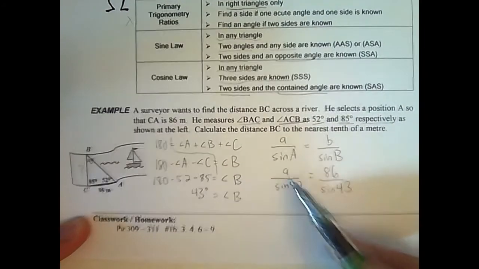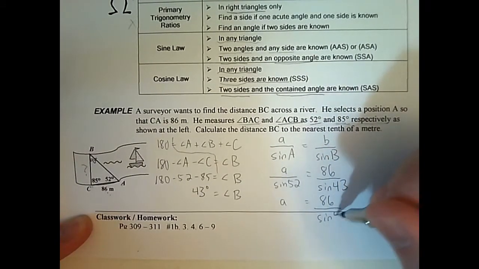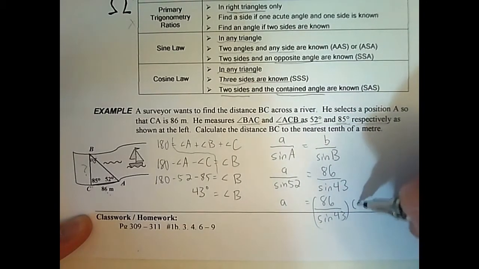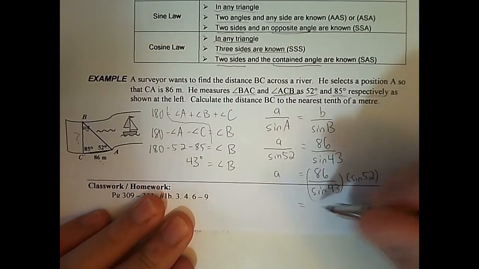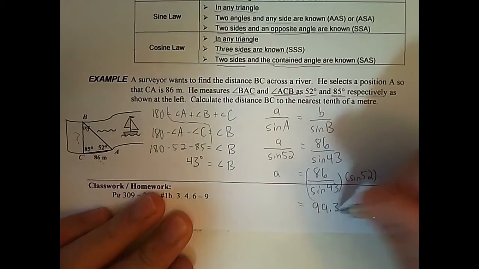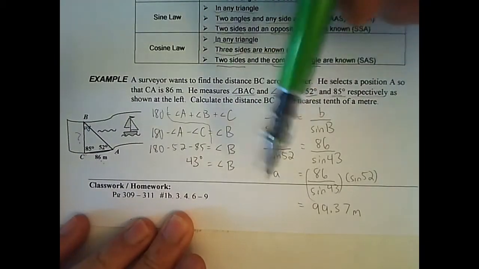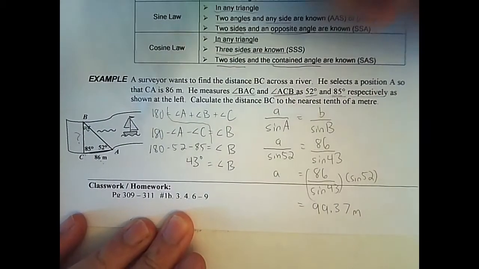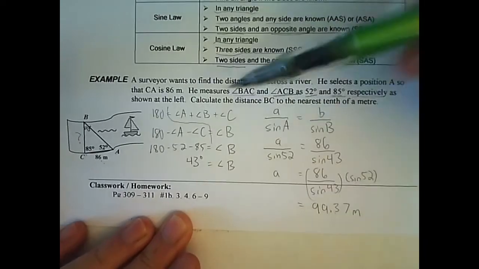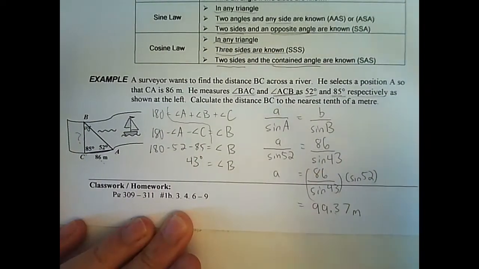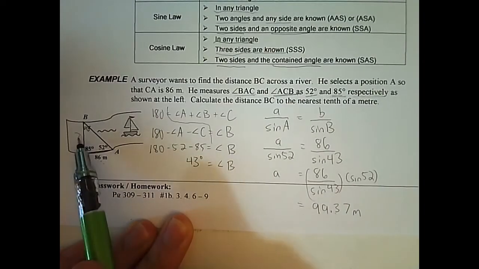So I'm just going to solve for A here, which is going to be multiplying both sides by the denominator times sine 52. And then when I multiply all this and divide all this, I get 99.37 meters. Which kind of makes sense number-wise, because we have 86 here and 99. They're pretty close, and it's not like 1,000, and it's not like 0.5 meters. So it makes sense. So we just had to use our sum of interior angles and our sine law to figure out that one side.